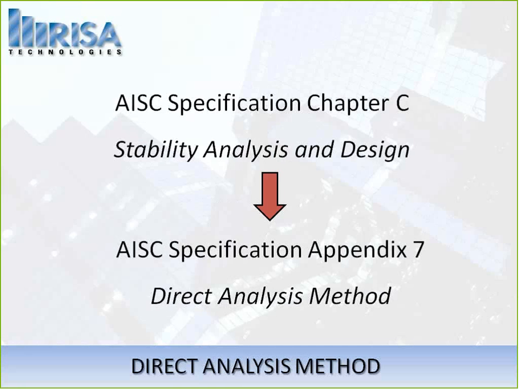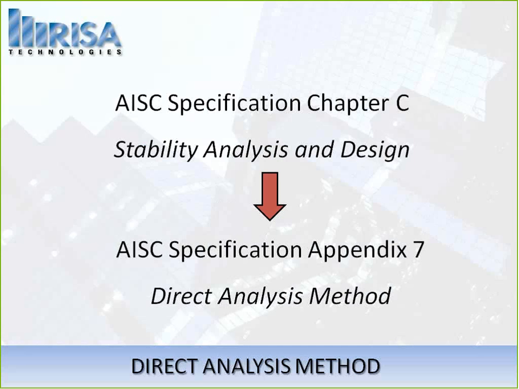So to start with, let's talk about the direct analysis method for a moment. This relates to designing buildings that are going to have sufficient stability. Stability is referred to under Chapter C of the AISC specification. In the 13th edition, they list some traditional means of accounting for stability, including the old-fashioned B1 and B2 factor methods. But then they also refer to Appendix 7 in the specification.